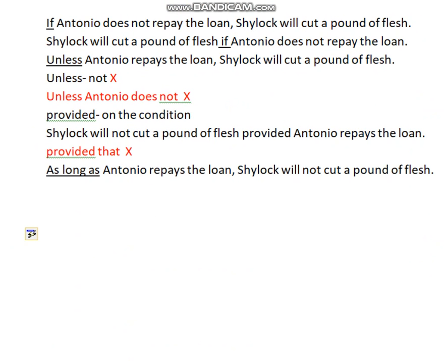Next, we'll discuss the subordinating conjunctions because, since, and as. Using these conjunctions, because, since, as, we connect the result of something with its reason. Because of something, this happened. So you give the reason and then you give the result.